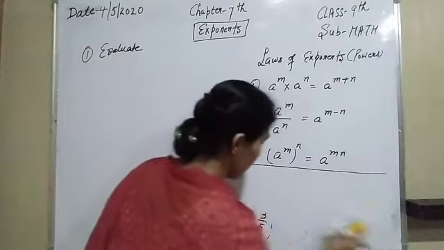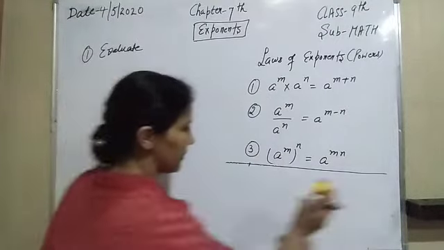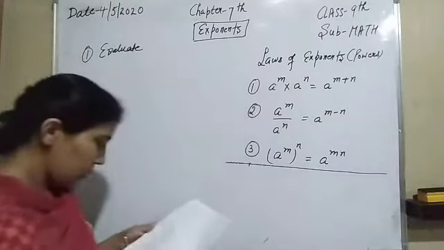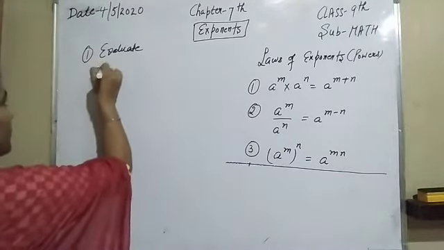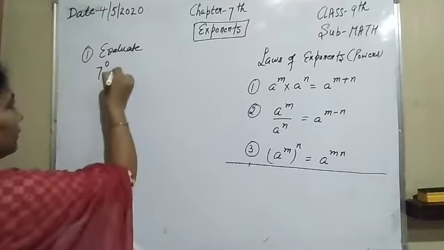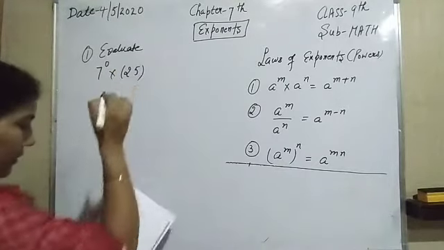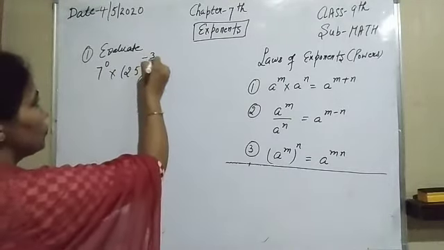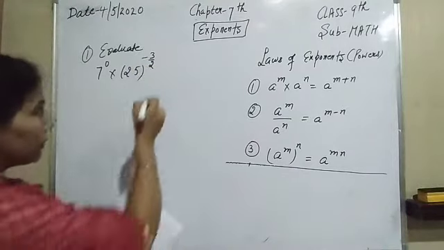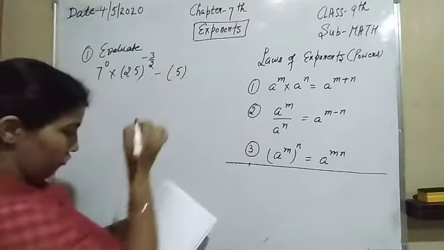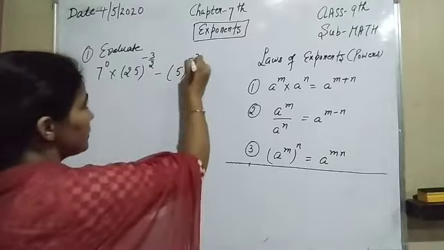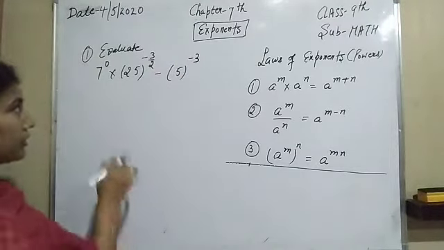Okay, now in the first question, the next part is, let us suppose we have to solve 7 raised to power 0 multiply 25 raised to power minus 3 by 2 and minus 5 raised to power minus 3. Now in which way do we have to solve this?